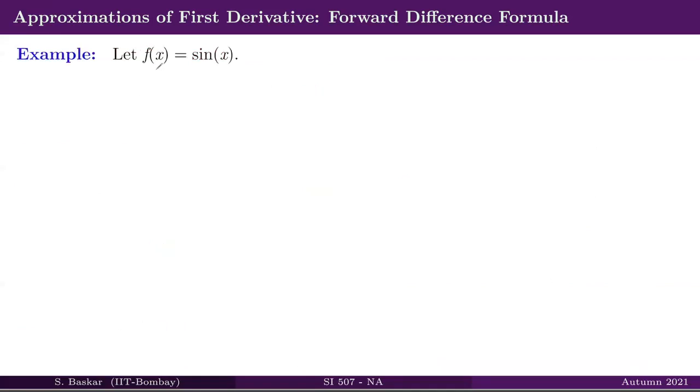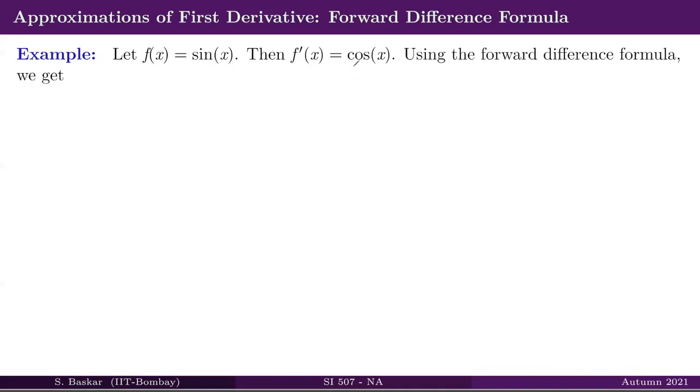Let us take an example. Let f of x equal sin x. Therefore, f dash of x is cos x. Let us use the forward difference formula to approximate the derivative of the function sin x at some given point. According to the forward difference formula, we have sin of x plus h minus sin x, divided by h, as the approximation to the derivative of the sine function.